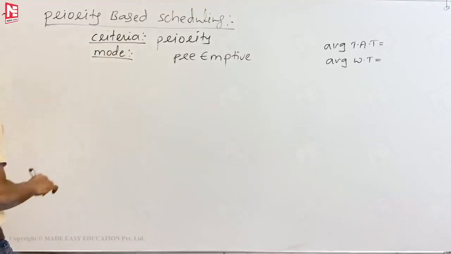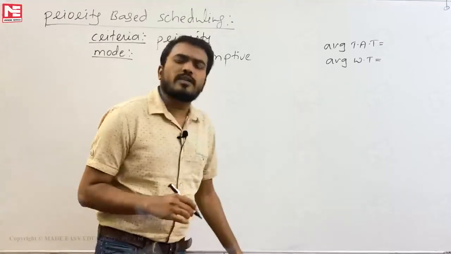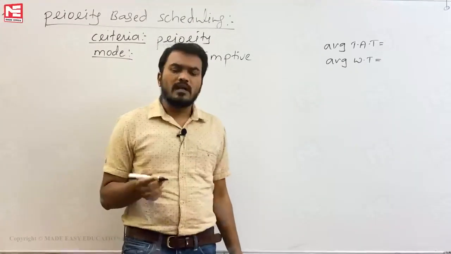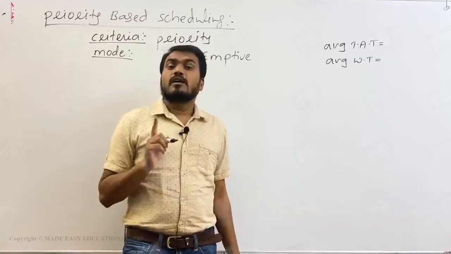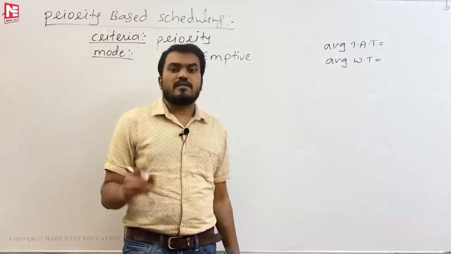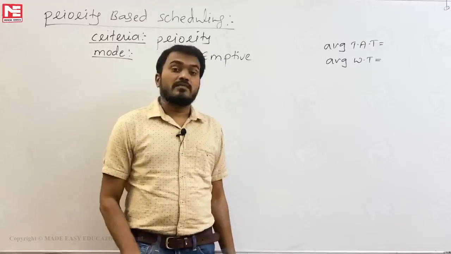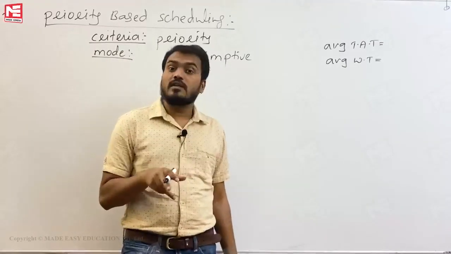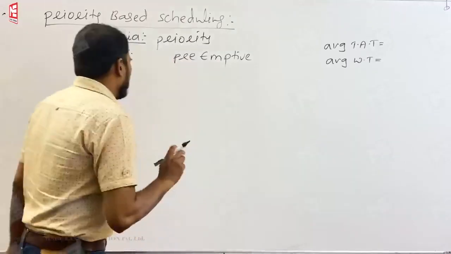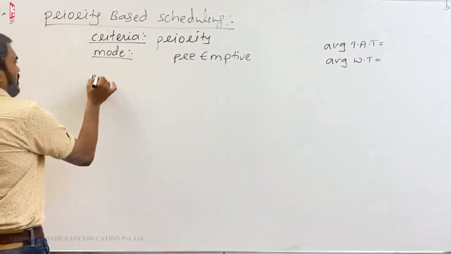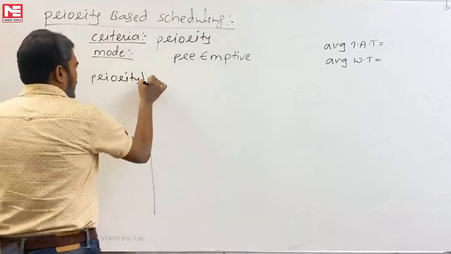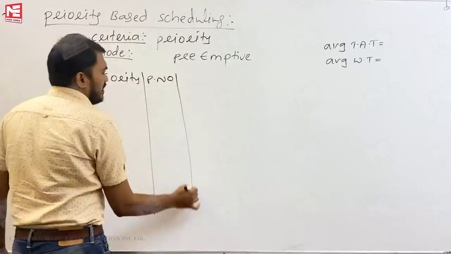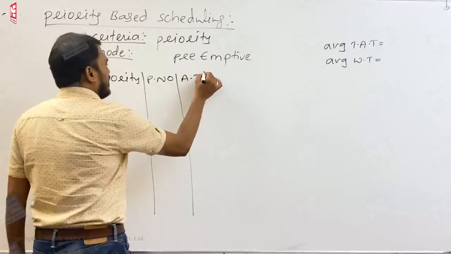Okay, so preemptive means what? Simple, you know that already. Preemptive means for every one unit of time you need to identify the high priority process. Understand carefully. For every one unit of time you need to identify the high priority process. So I'll explain the first question. I think you can understand easily. So just copy the question. In case you understood, you can solve it directly.